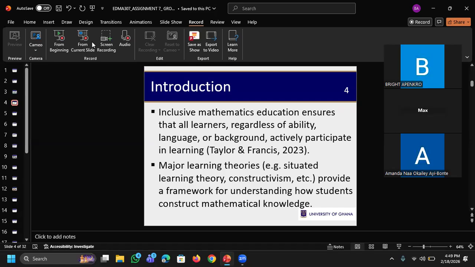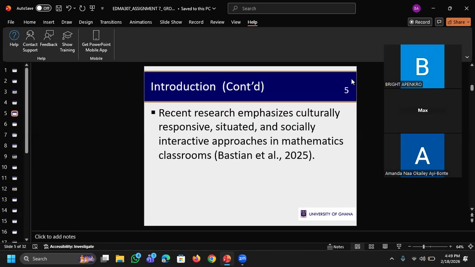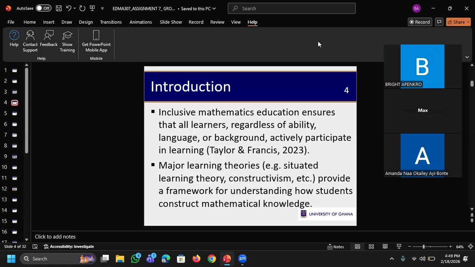Now, there are major learning theories that go along with inclusive mathematics education, and we have theories like situated learning theory and constructivism. These learning theories provide a framework for understanding how students construct mathematical language. All right, so next slide.